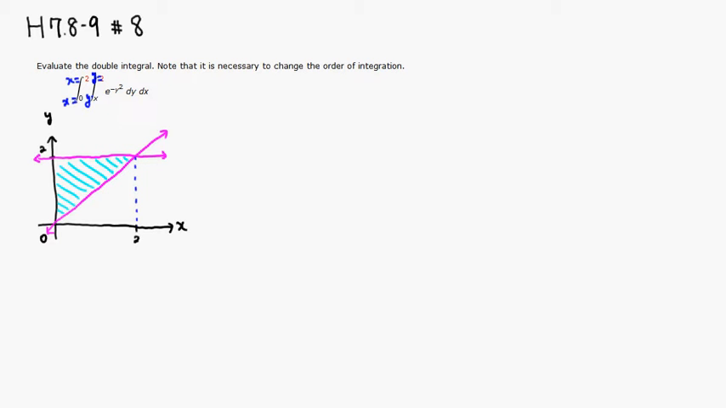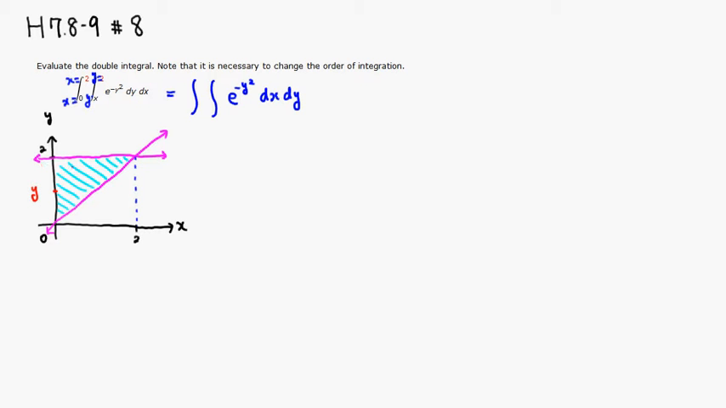We want to switch the order of integration, so it's still going to be a double integral with the same integrand, e to the negative y squared, but we want to do it with respect to x and then with respect to y. Since we are integrating with respect to x first, we're fixing y.